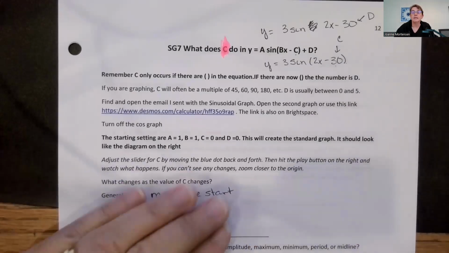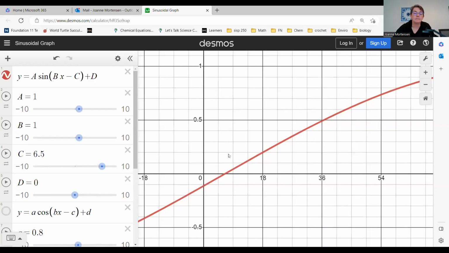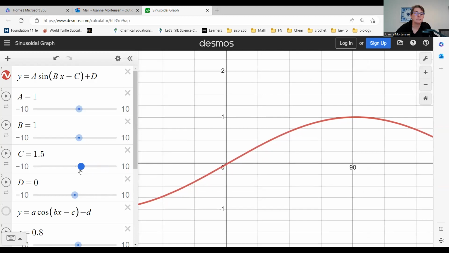All right, so let's flip over to Desmos. Okay. I'm going to zoom out. I'm going to put C equal to 0. That's where we're supposed to start. So what I want you to do is take a look at this point right here.